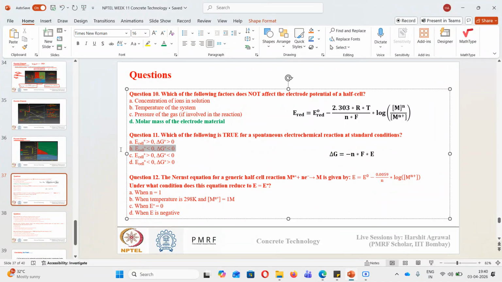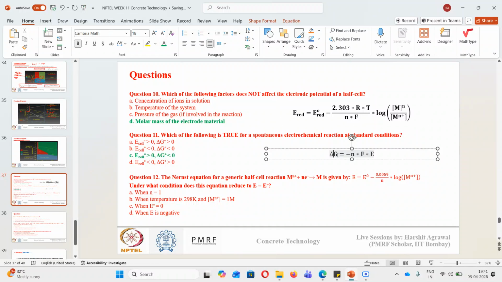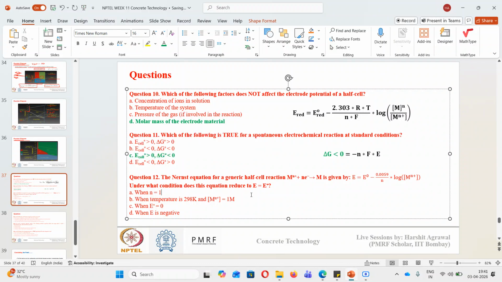Okay, the correct answer will be B. Sorry, C. So for a spontaneous reaction, delta G should be less than zero. That is the Gibbs free energy. When delta G is less than zero, we say that the reaction is spontaneous in nature. For delta G to be less than zero, E should be positive because delta G is negative nFE. So if E is greater than zero, then delta G will be less than zero. That's why the correct answer is C. For a spontaneous electrochemical reaction, the E cell value should be greater than zero and the delta G value should be less than zero.